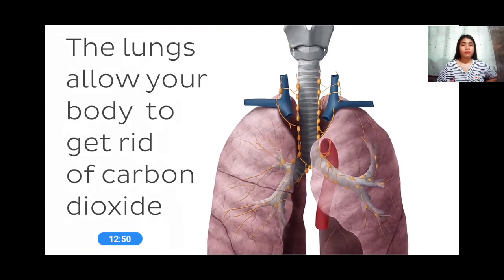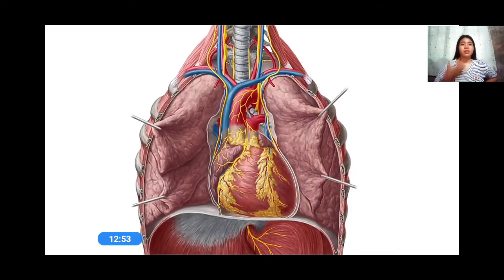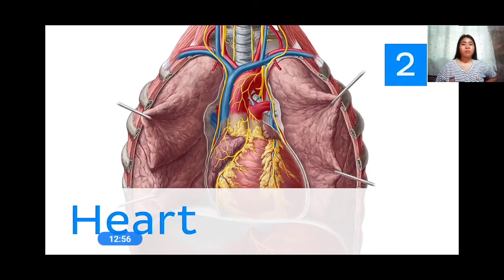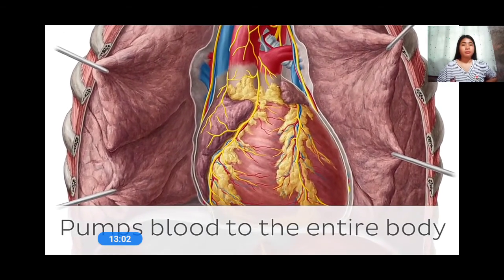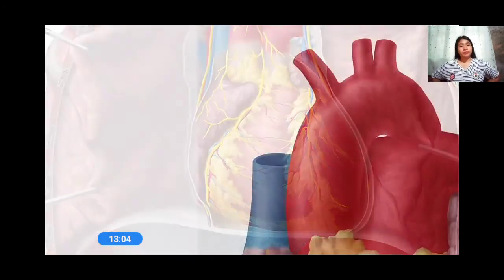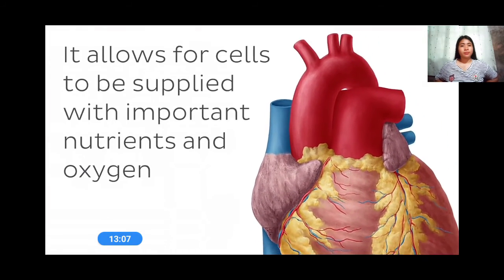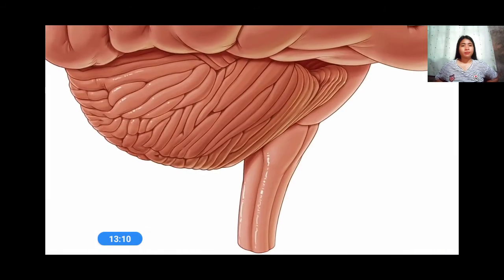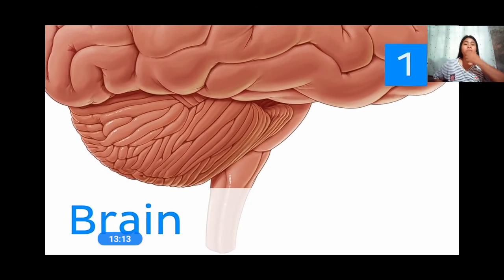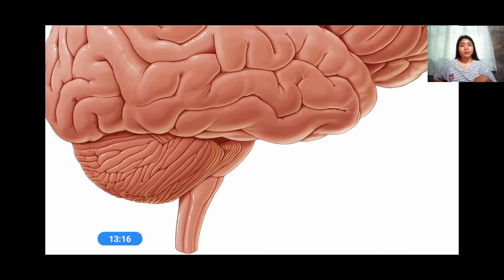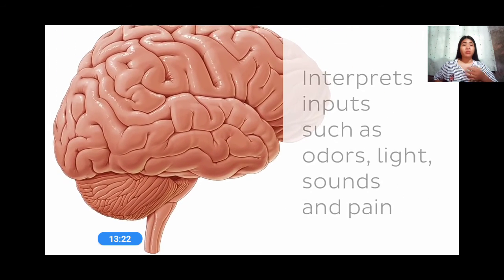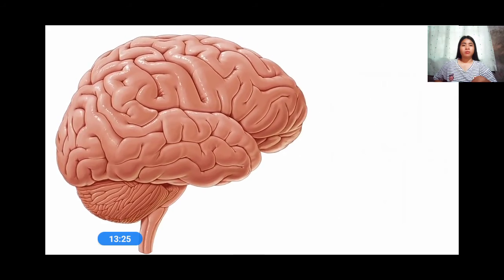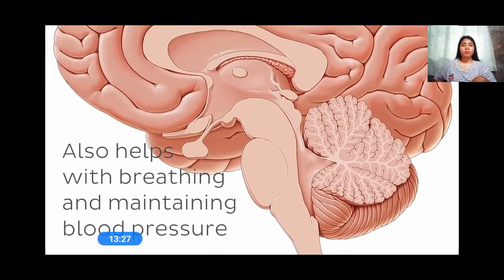Okay. Takes in oxygen and takes out carbon dioxide. Number 2, the heart. Pumps blood to our body. And the number 1 is the brain. Okay, so it receives and interprets information. Yes, it also helps us in breathing.